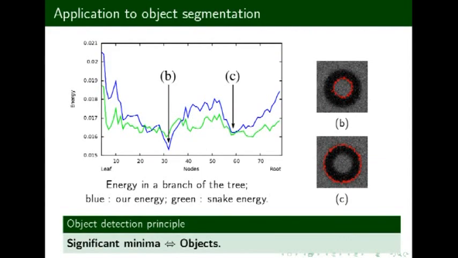Starting here, that's the leaf, the pixel itself. Here it's the root of the tree, and you can see how the energy behaves along the branch of the tree. And you see that very low way. Here in green it's simply the snake energy. In blue it's the novel energy we introduce here.